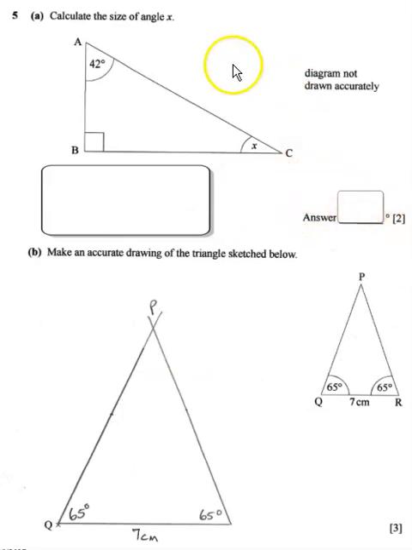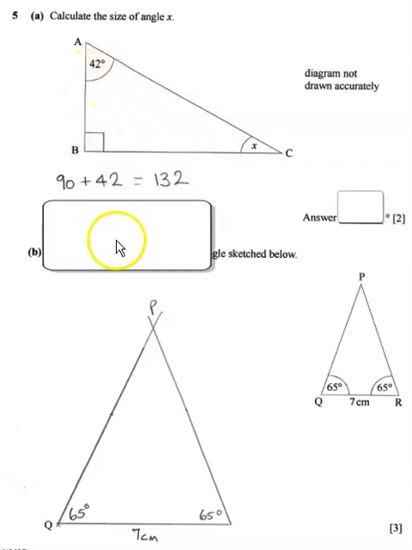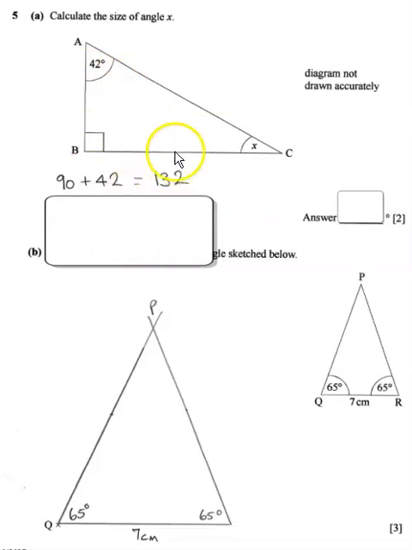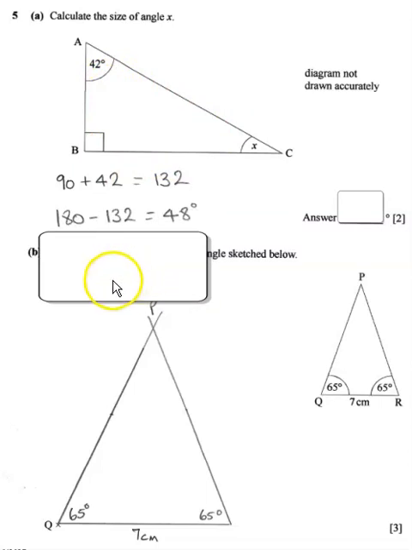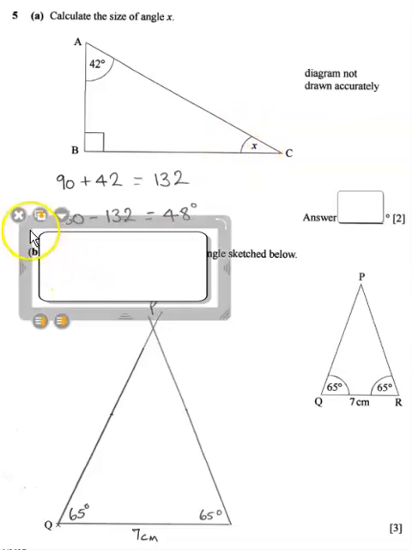So for question 5a, it says calculate the size of angle X. So we can see that we've got 42 degrees in one of the angles and 90 degrees in the other. Now, all of these angles in a triangle should add up to 180. But first of all, we would add the 42 and 90 together, which is 132. And because these three add up to 180, we would do 180 take away 132, which is 48. So the missing angle there would be 48 degrees.